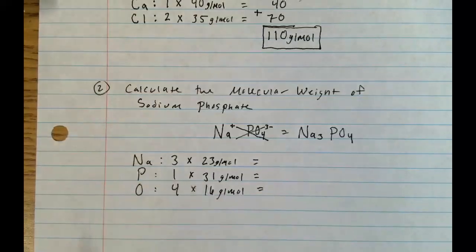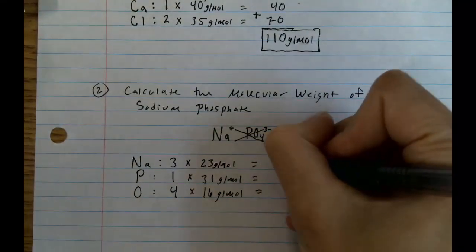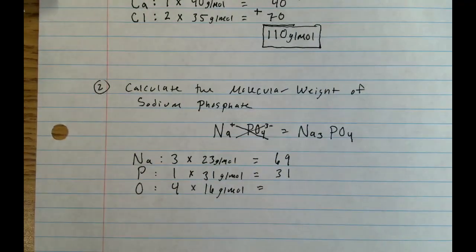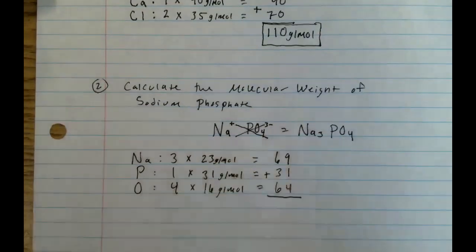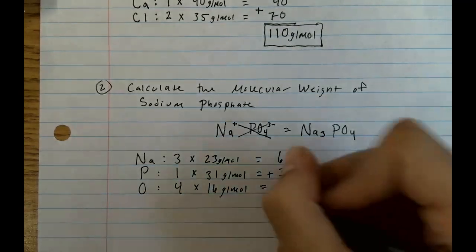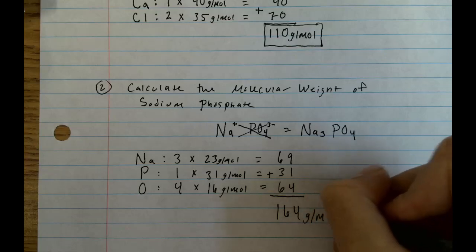So then what you want to do is you want to multiply out these numbers. And then you want to add them all together. So we have 69 plus 31 plus 64 is going to give us a molecular weight of 164 grams per mole.